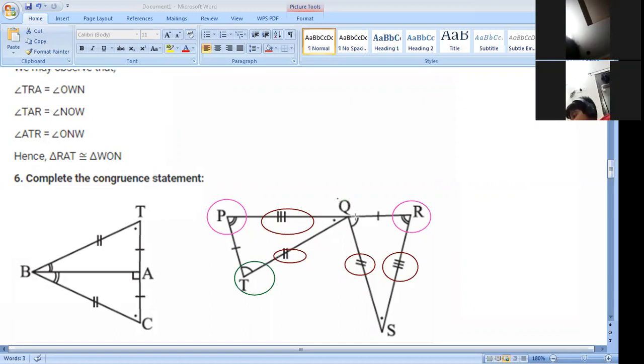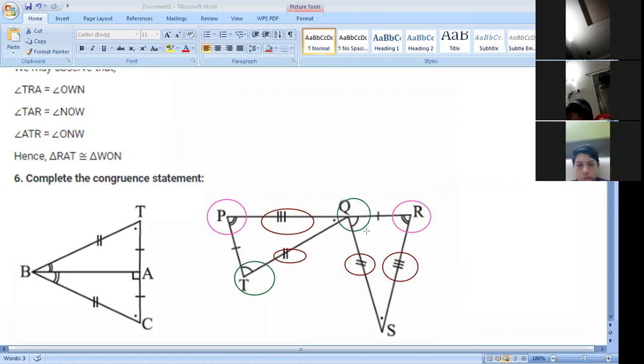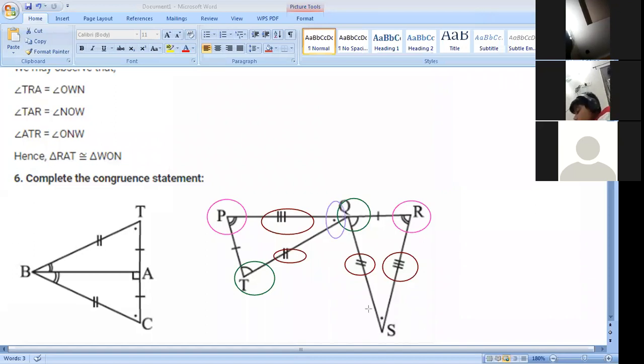Ma'am, angle TQP is equal to angle RSQ. Absolutely right. Any other? Yes, ma'am. Side PT is equal to side QR. Yes, these all are equal here.